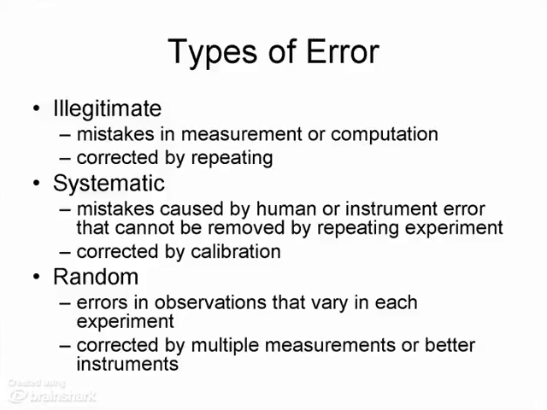There's also random error, which results in errors in observations that vary from experiment to experiment. So in each experiment you would have different errors. The way you would correct these errors is by taking multiple measurements or using a better instrument.